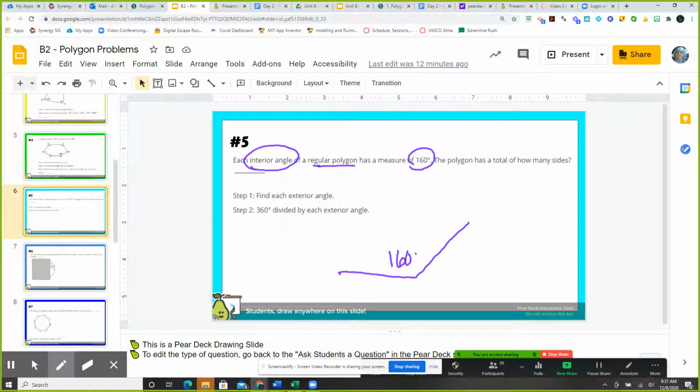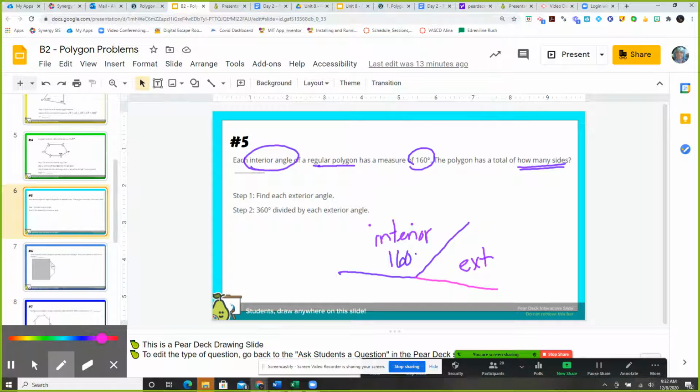What else do I want to know? What's my ultimate question? How many sides, right? So if I know the interior angle, what can I find pretty easily? So if you hold up your octagon, and we have an interior angle, if we extend the side of the shape, what do we have out here? What's that called? Got an interior angle and a supplementary exterior angle, right? So if I know the interior angle, what's the exterior angle, if they're supplementary? 20, because they've got to add up to 180, right?